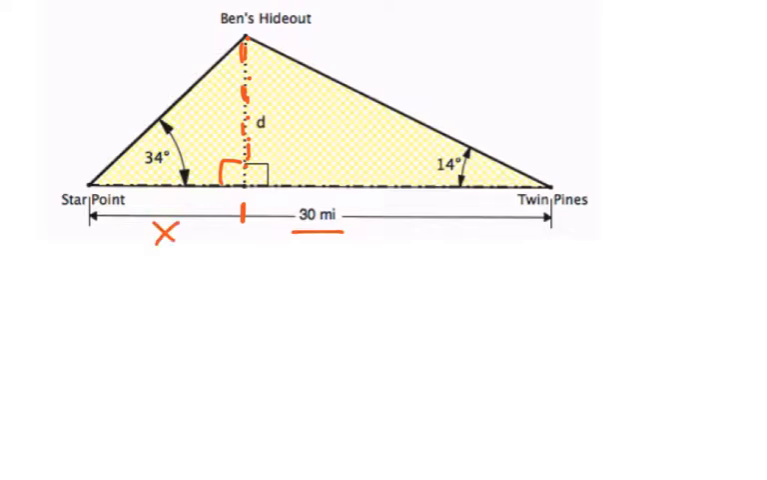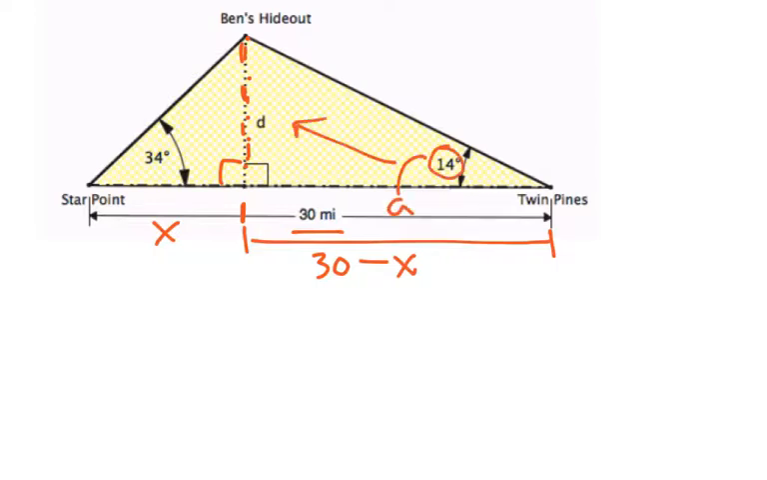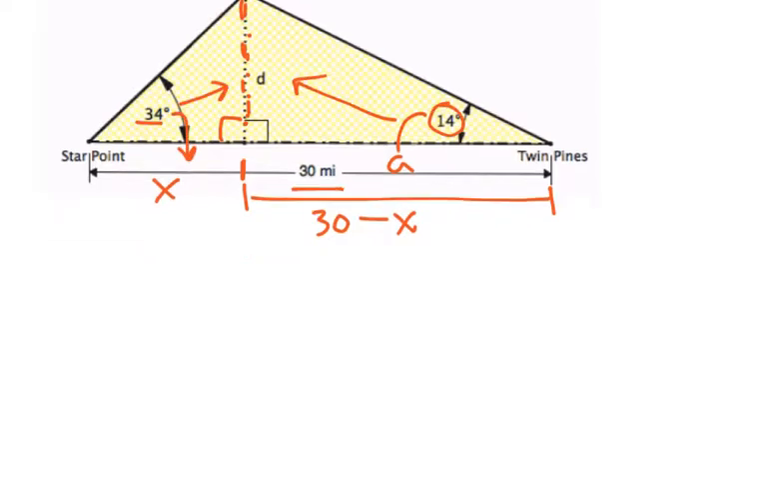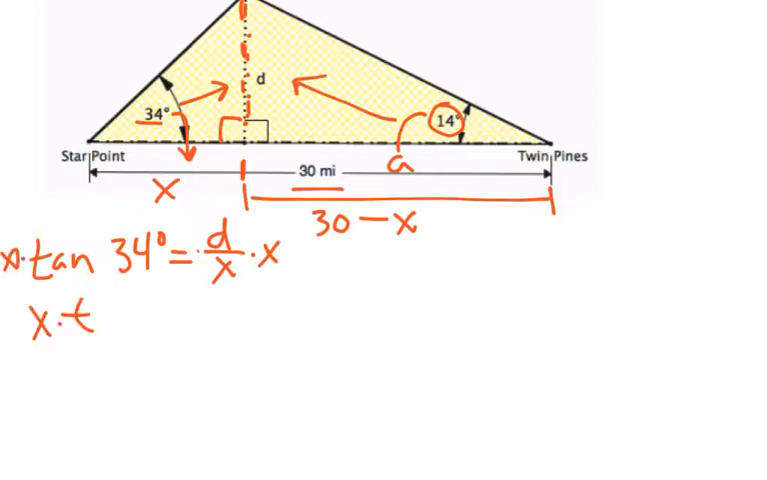Let's call this shorter one x. So this one would actually be 30 minus x, right? Then for this, that would be adjacent, that would be opposite. For 34 degrees, that would be adjacent, that would be opposite. So once again, we could go the tangent of 34 degrees is equal to the opposite over adjacent. Why am I mixing it up? The opposite over adjacent. So we times by x. So we end up again with x tangent of 34 degrees equals d.